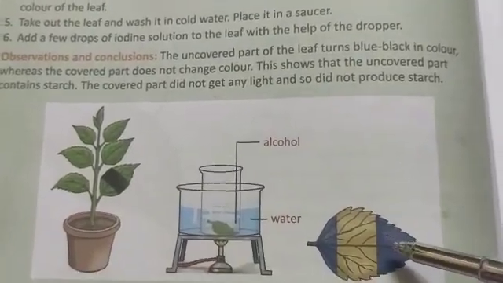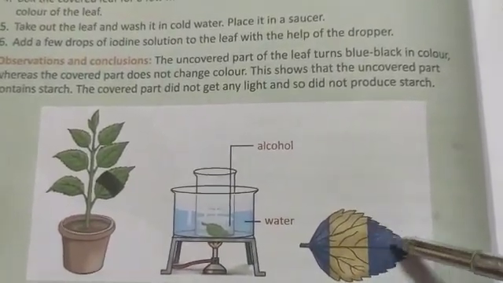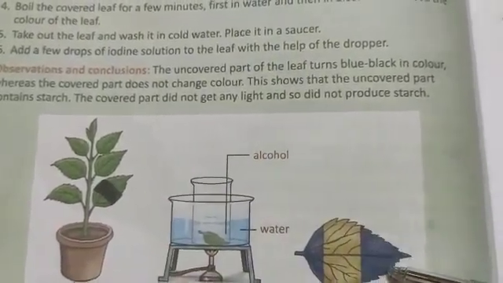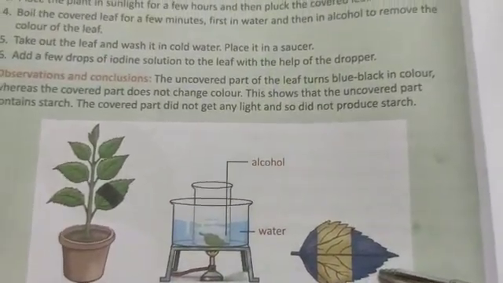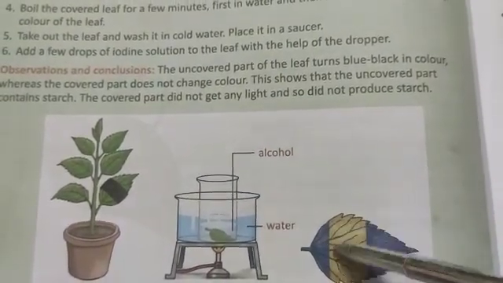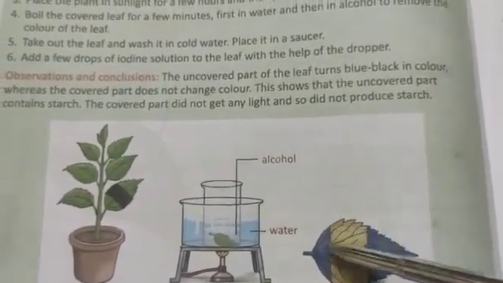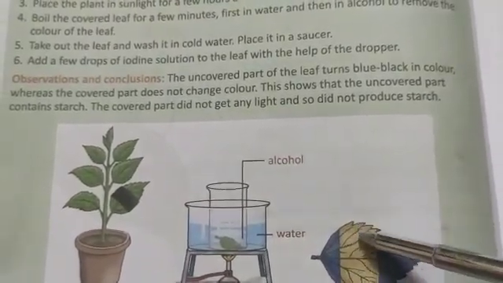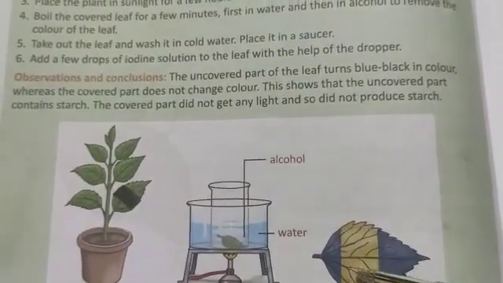What will you observe? The uncovered part. See, this part is uncovered. Only this part was covered. The uncovered part of the leaf turns blue-black in color, whereas the covered part does not change in its color. You have removed the black paper, but see, there is no change in color.